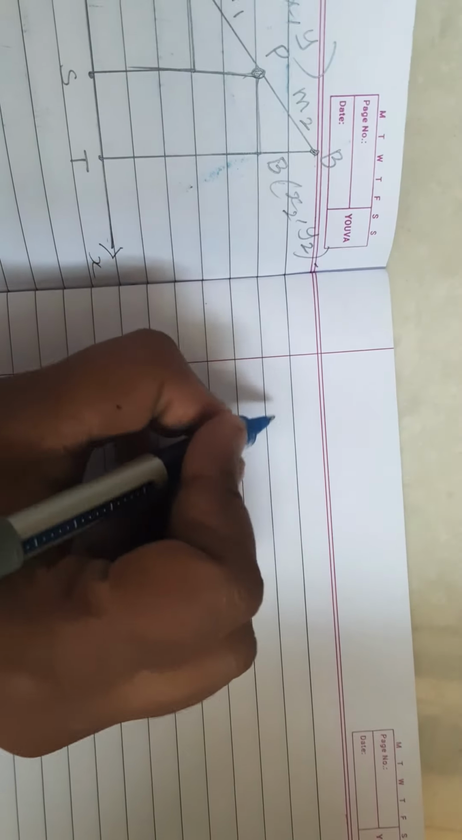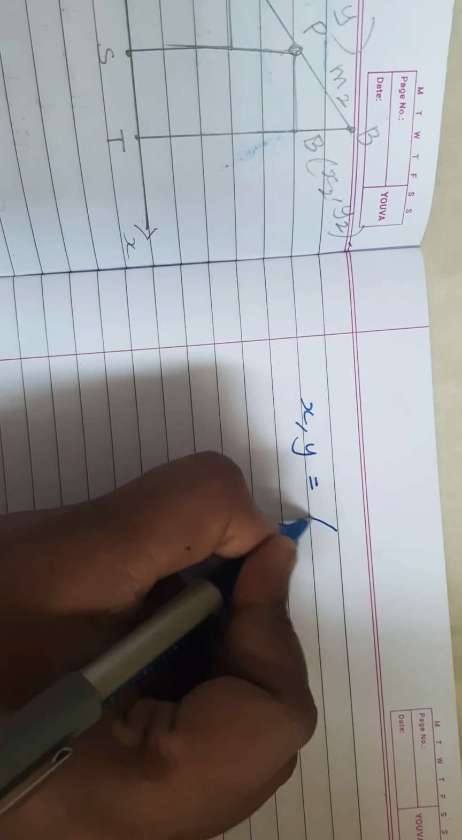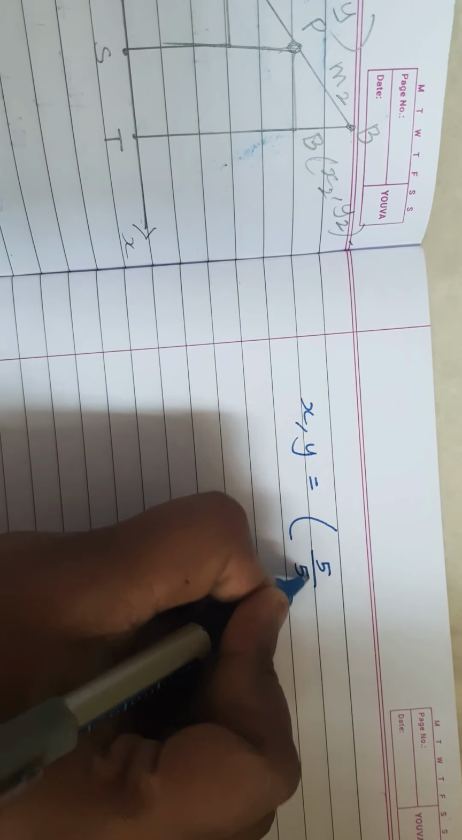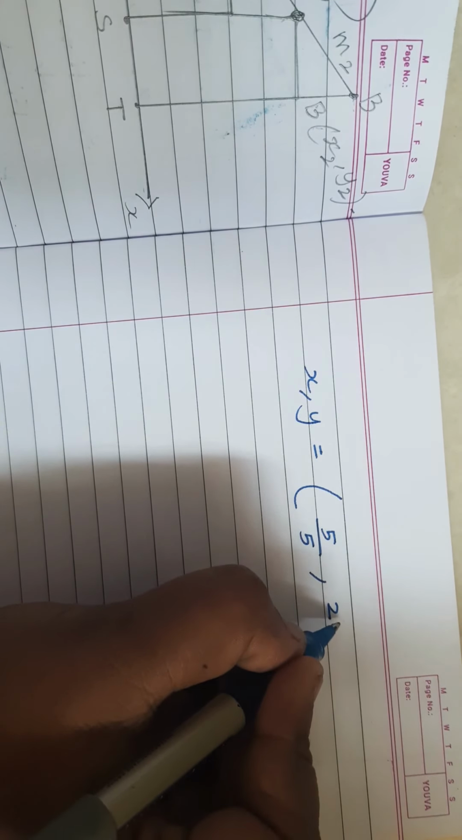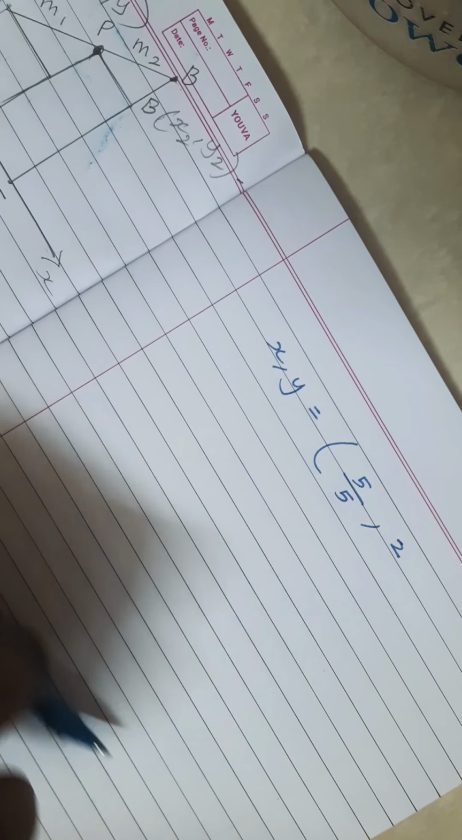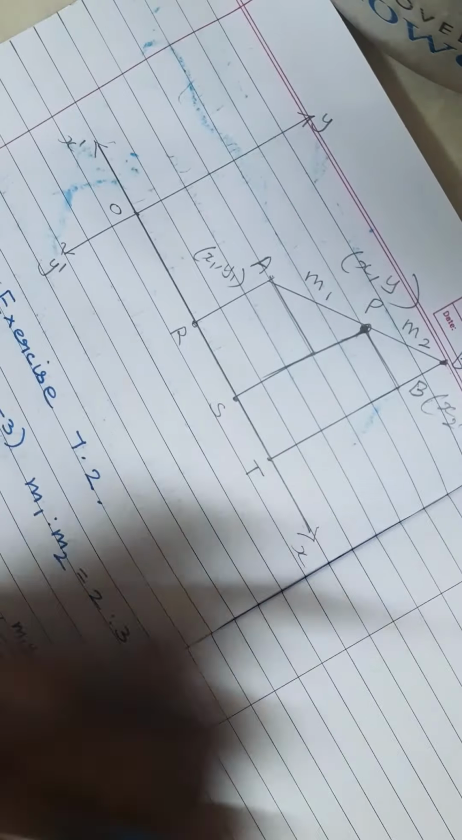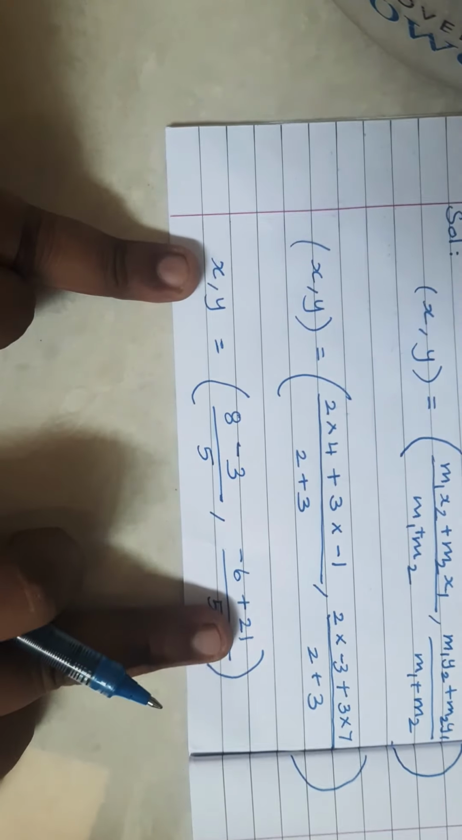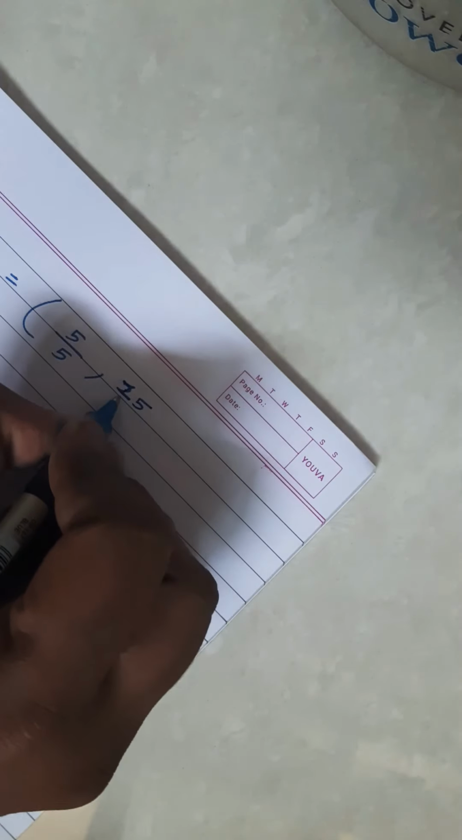So x comma y equal to 5 divided by 5, comma, okay, 21 minus 6 is 15. So 5 by 5, comma, minus 6 plus 21, the answer is plus 15 divided by 5.